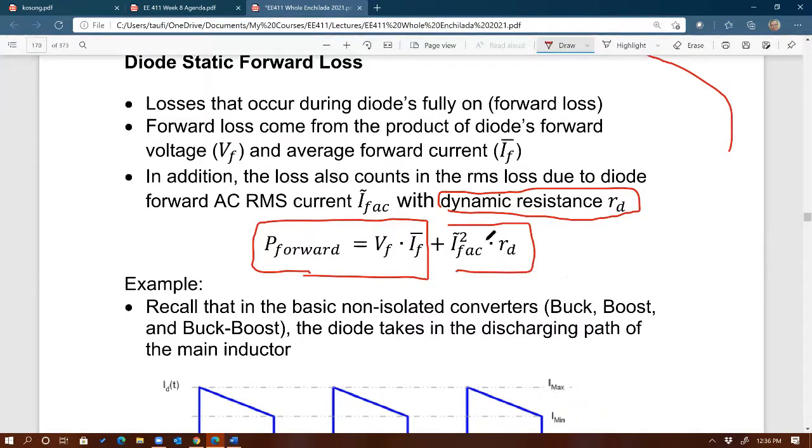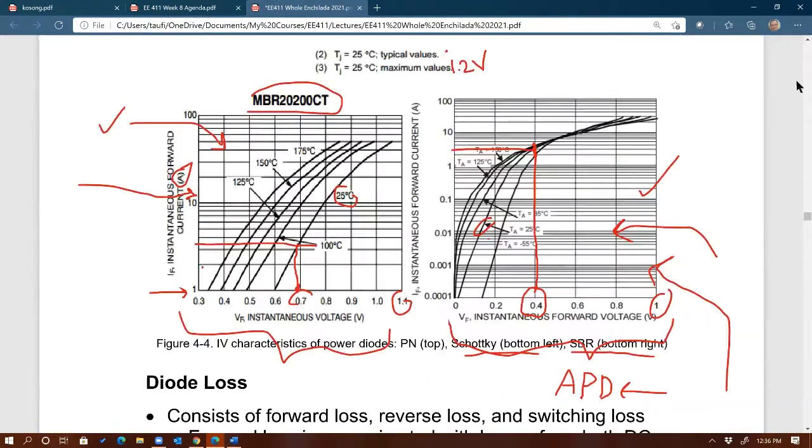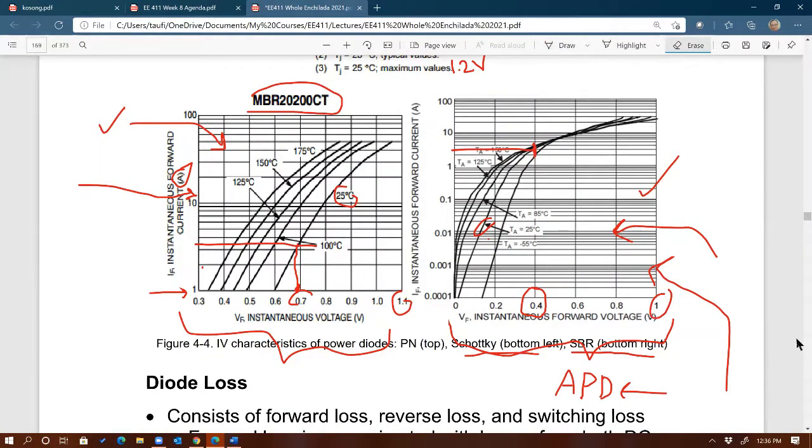As I said earlier, in the second term you have the AC component of the forward current of the diode, squared, so I squared RMS times R of D. R of D is again the dynamic resistance. How do you get R of D? It's not given in the data sheet directly, but you get it from the IV curve right here. So using the IV curve, and you know what, I'm just going to draw the curve right here.